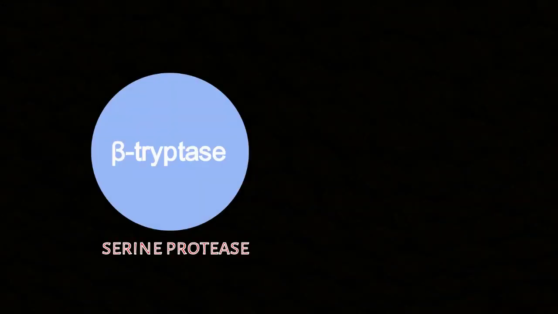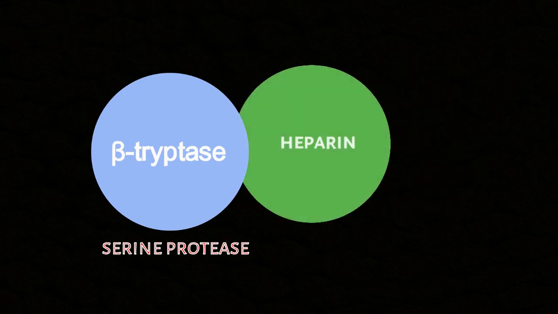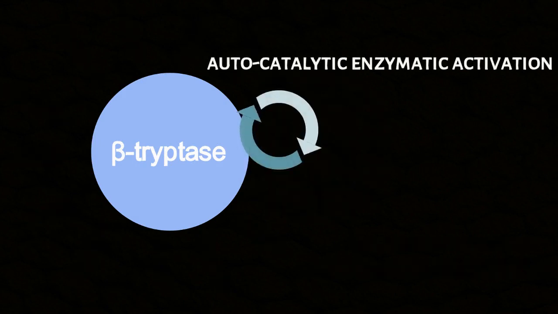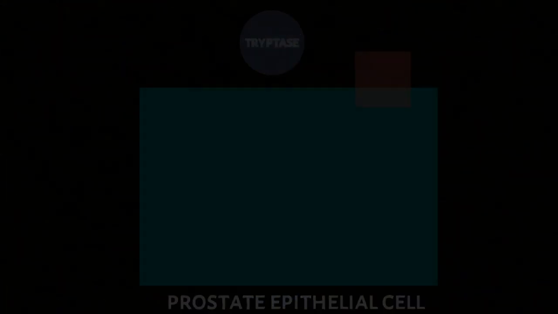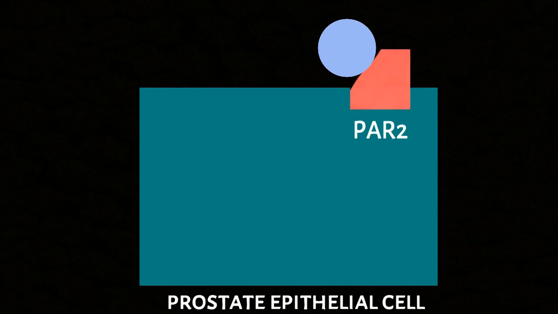Tryptase, a hidden protease which accounts for approximately half of the product within mast cell granules, is activated upon dimerization with a highly negative glycosaminoglycan proteoglycan, heparin. This binding event allows autocatalytic intermolecular cleavage of tryptase, followed by precursor dipeptide removal to initiate the active tryptase tetramer formation. Tryptase activates the protease-activated receptor 2, PAR2, on the epithelial surface of prostate cells via catalytic proteolysis of the receptor.